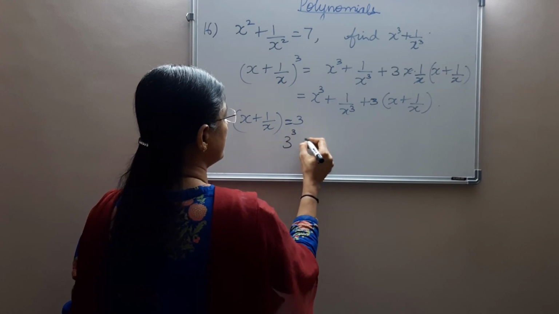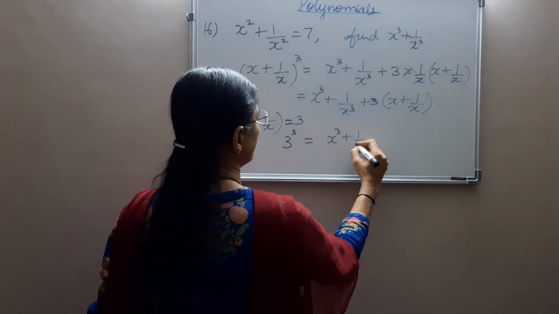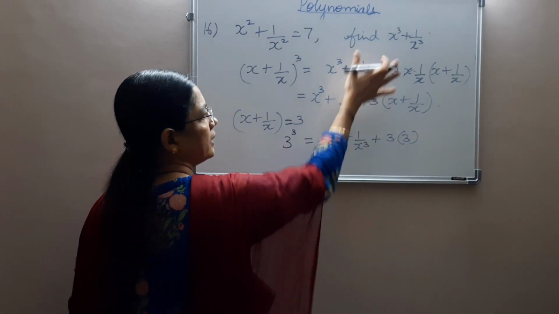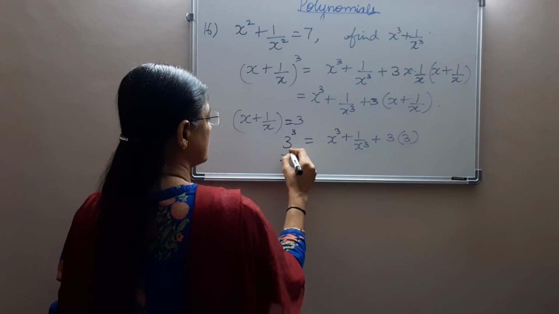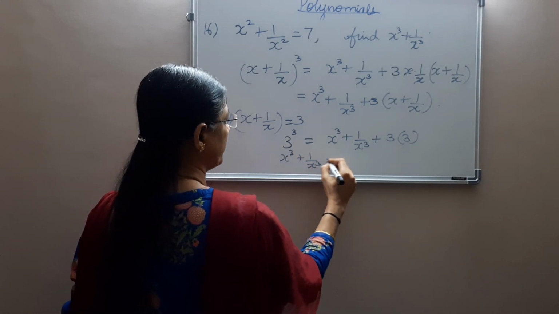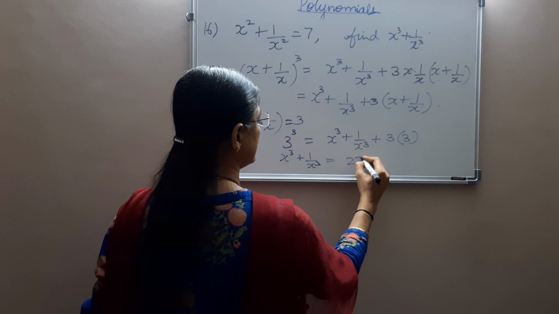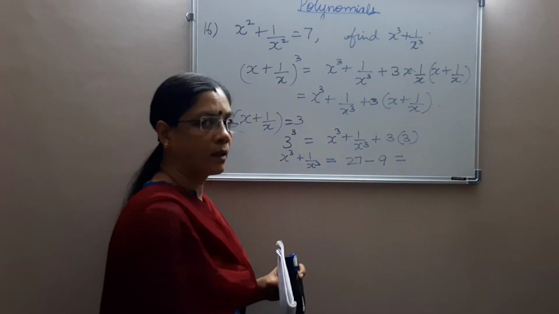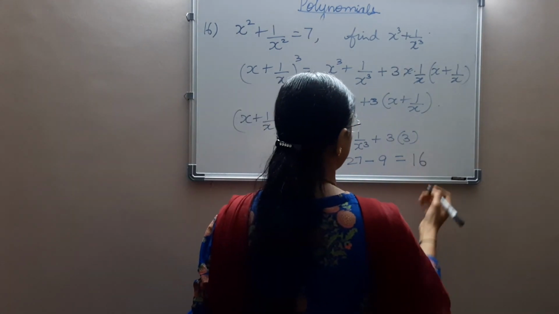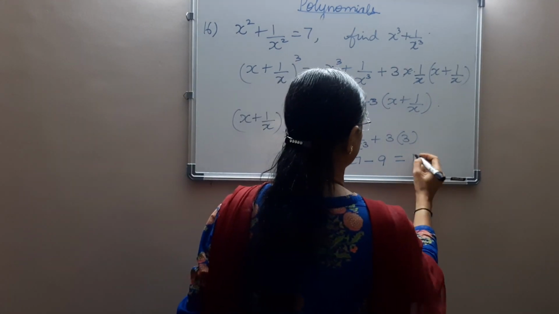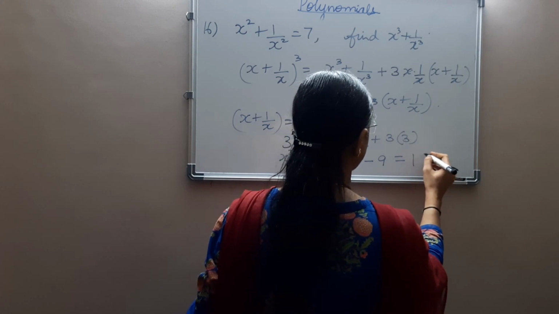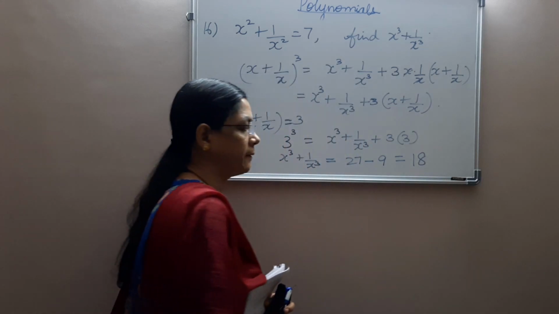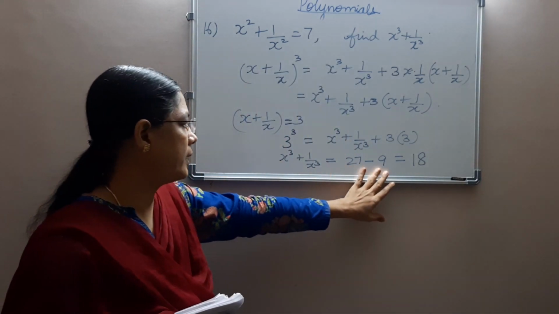That is 3 cube is equal to x cube plus 1 by x cube plus 3 times 3. See, this is what I need, isn't it? The question they have asked. So x cube plus 1 by x cube. Keep this here, bring this to this side. So 27 minus 9. Now what is 27 minus 9? It is 18. So 27 minus 9 is 18.